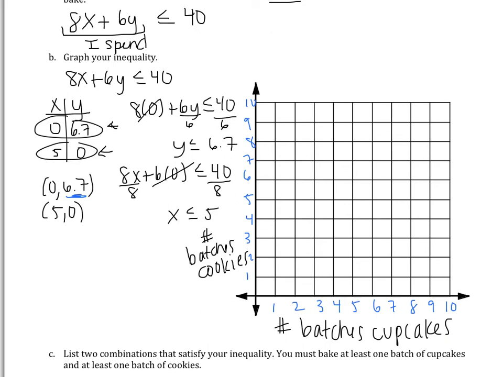Okay, so 1 point is 0, 6.7. 6.7, all you have to know is that it's between 6 and 7. It's going to be a little closer to 7, though. So 0, 6.7, it's about there. 5, 0, that's about here. And then I'm going to connect them.